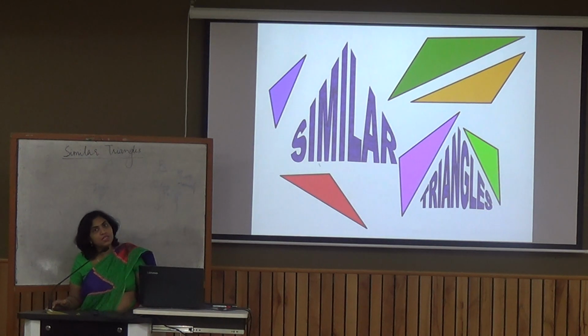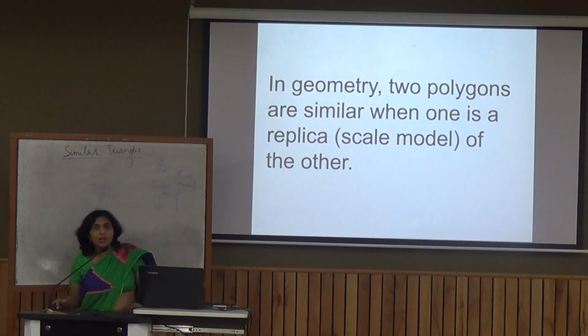You have already studied about congruent triangles in your class 7 and class 9 also. Now what is the difference between congruent triangles and similar triangles? Let's learn about what is similarity. In geometry, two polygons are similar when one is a replica of the other. That means the two polygons look alike.